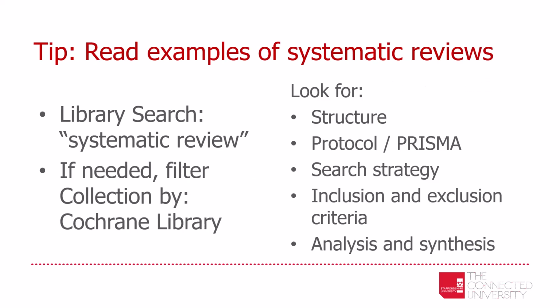A really strong tip will be to read examples of published systematic reviews. Go to Library Search and put in inverted commas "systematic review". And then when you're looking through them, identify the structure they're using, look at how they've described their protocol and how they've introduced their Prisma diagram, how they write about their search strategy and introduce that and explain how that was carried out. Look at their inclusion and exclusion criteria and maybe note which might be relevant to your review. And then look at how they've presented the analysis and the synthesis of the different research papers.